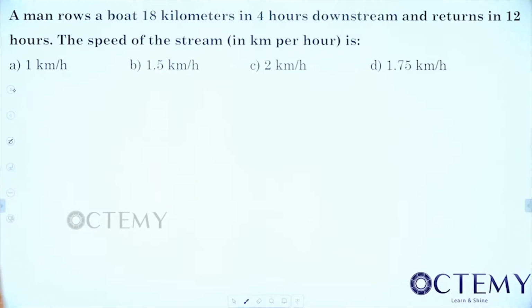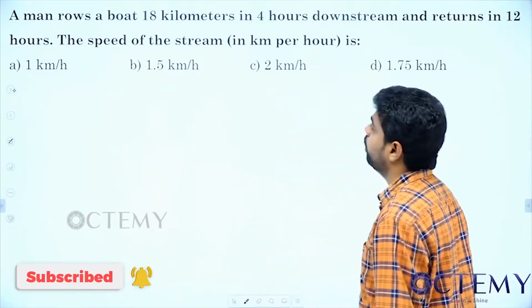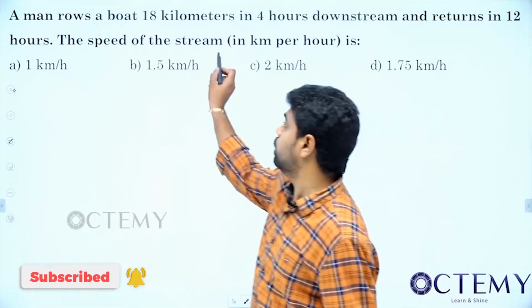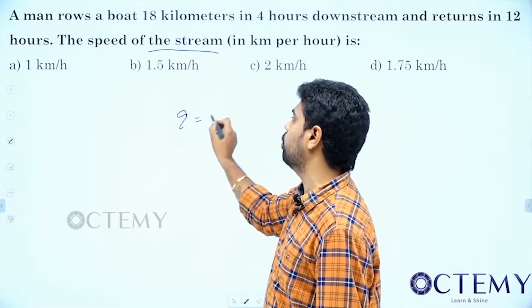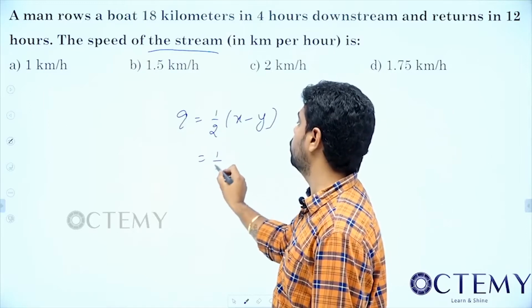A man rows about 18 kilometers in 4 hours downstream and returns in 12 hours. So find the speed of the stream. Speed of the stream means we should find out Q again. Q equals what? Half into X minus Y.